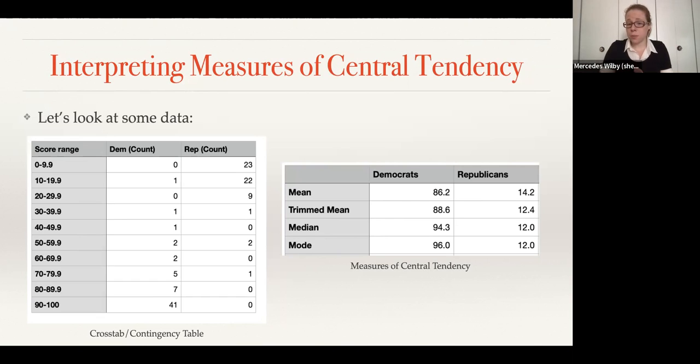To avoid this, we can use what's called the trimmed mean. We can just chop off a percentage of scores on both ends. That usually takes care of our outliers, gets rid of those really extreme values that are just weird.